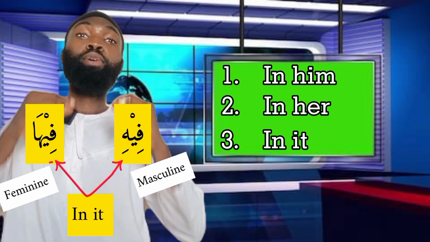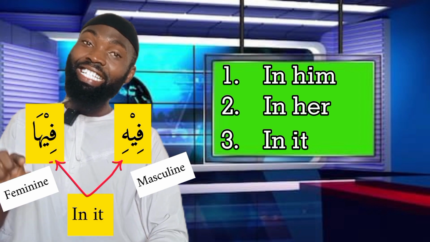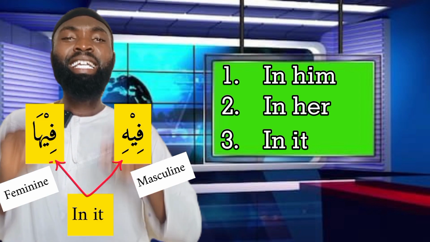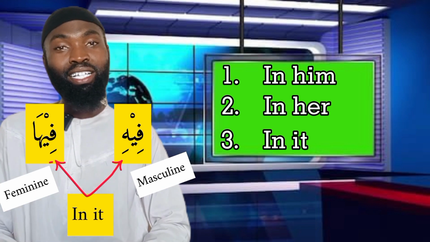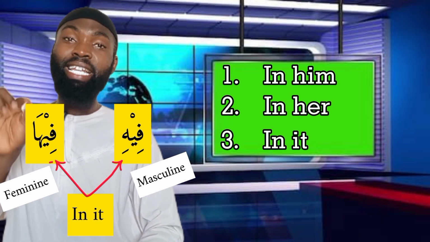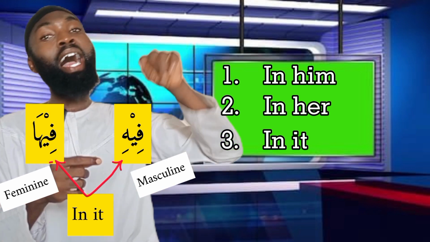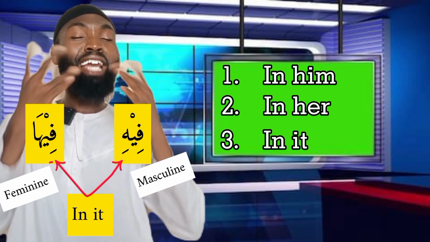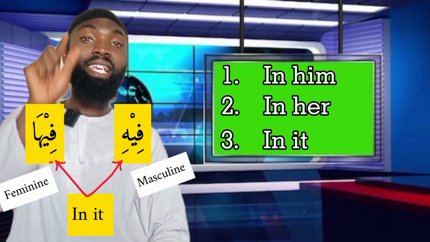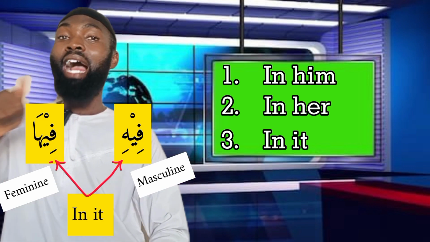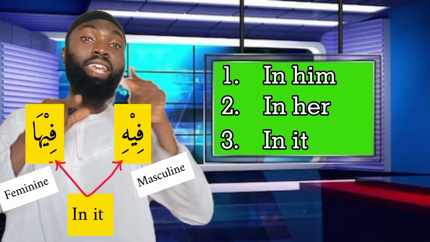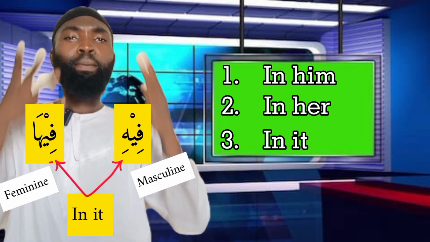What if you are referring to a house and you want to say in it? You simply say fihi, because al-baytu, which is house, is a masculine word. So fihi, in it, when referring to a masculine noun, and fiha when referring to a feminine noun. You can see today we've been able to learn three things. The first is fihi, in him. The second is fiha, in her. And the last is fihi, in it, for masculine, and fiha, in it, for feminine.